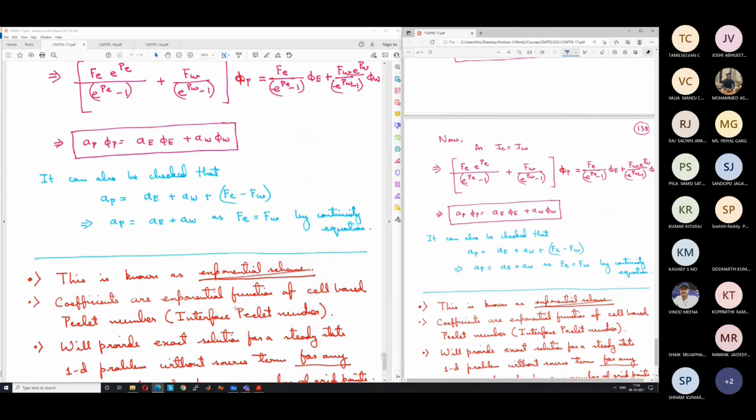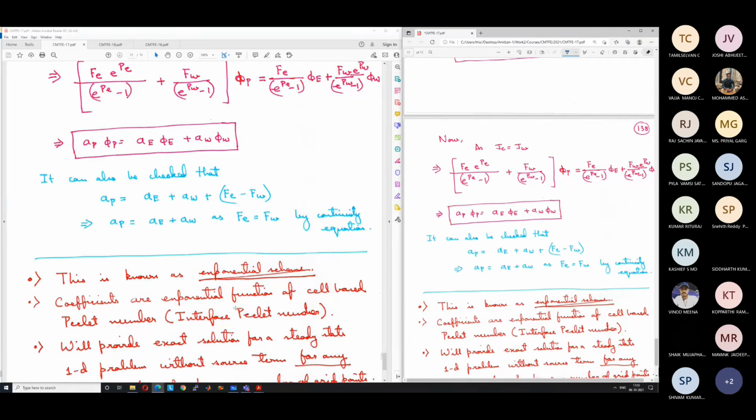And what is the advantage? This scheme is 100% accurate, meaning exact. It will give the exact solution for a 1D steady state problem without source term, because it has been derived based on the 1D steady state solution. It will give a 100% accurate solution for a 1D steady state convective diffusive problem. However coarse the mesh is, if I only take 3 grid points, we will still get a 100% accurate result. If I take 100 grid points, then also I will get a 100% accurate result.